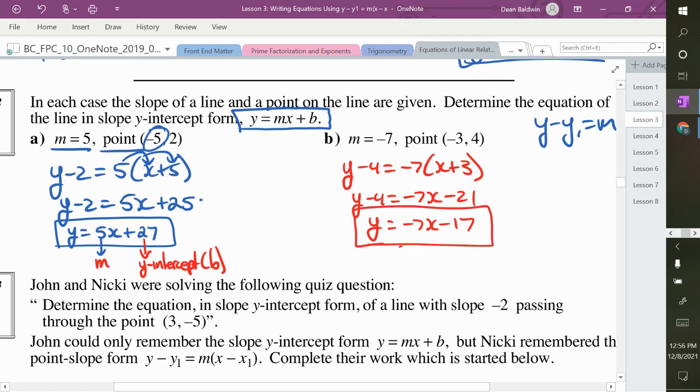Is that what you got? Yep. Negative 7x minus 17? Yeah? Because you're adding negative 21 and positive 4. Are we good?